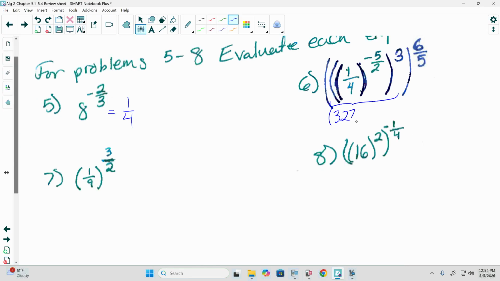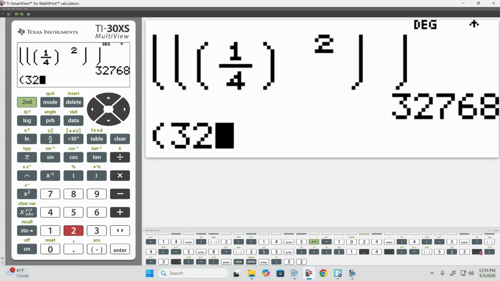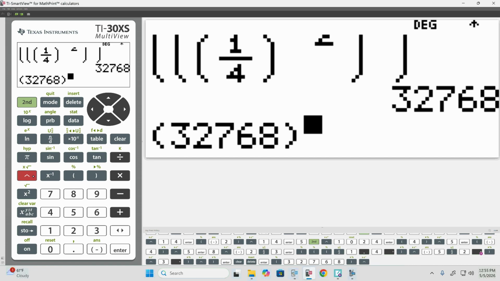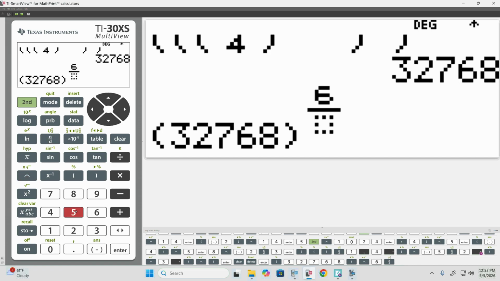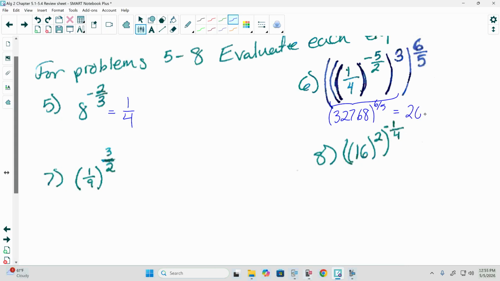So really all we've done is figured out what's inside here. We have not applied the 6/5 to it. So one way we can do it is we can figure out as much as we can. So 1/4 to the negative 5/2 to the 3rd is 32,768. Then we can take our 32,768 and put it to the 6/5, which is 262,144. That is our final answer.